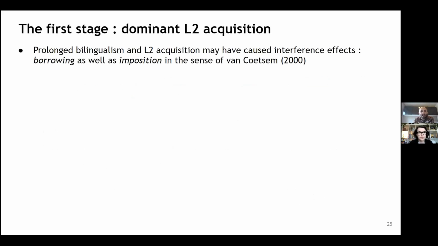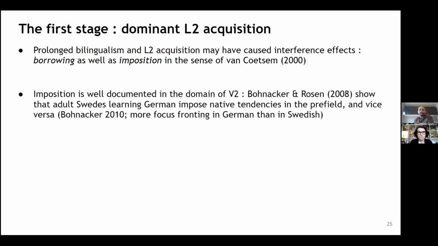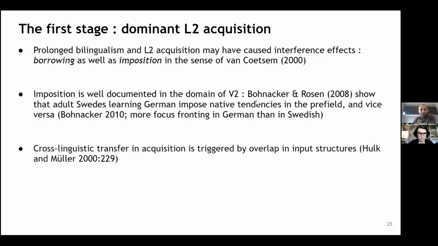And then the idea is that prolonged bilingualism and second language acquisition may have caused interference effects, but particularly imposition in the sense of Van Coetsem. And the position is well documented in the domain of V2 by Ute Bohnacker and Christina Rosén, who have shown in several studies that adult Swedes learning German impose native tendencies in the prefield and the other way around.